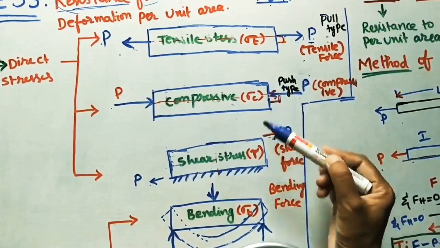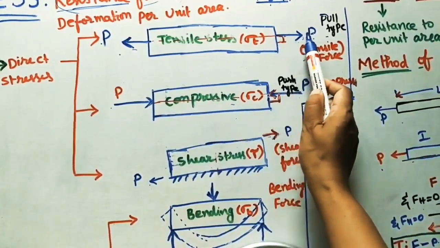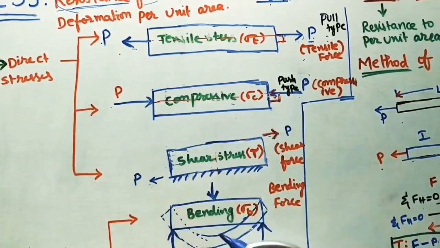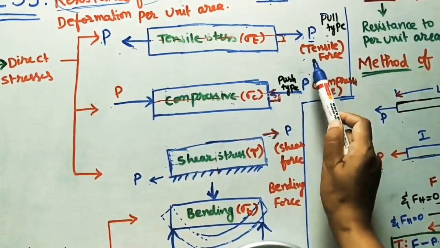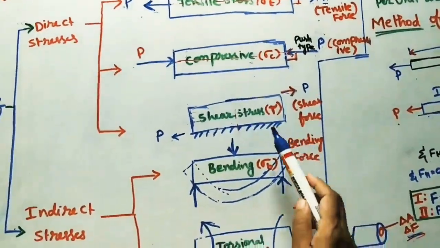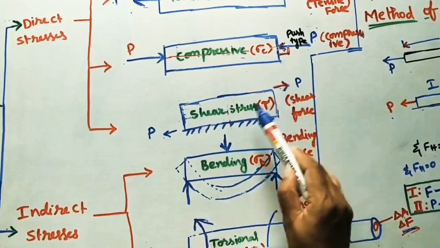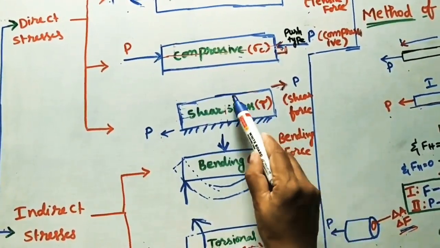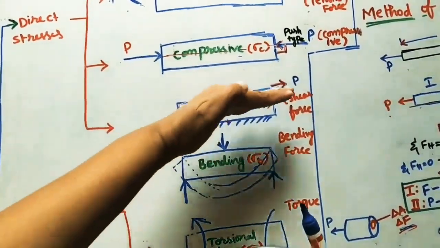This is the surface. I am applying the force along the axis. Here also I am applying the force along the axis. This is called tensile force, this is called compressive force, and then here I am applying the force parallel to the surface. This force is called shear force. Along the surface we are applying like this.